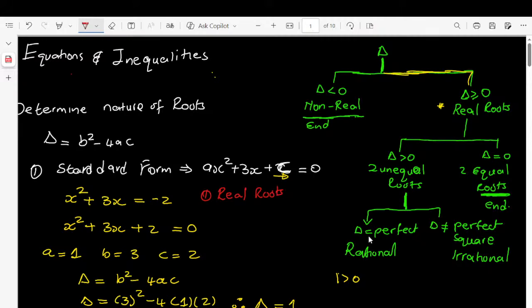Since it's real roots, remember we said if it's greater than 0, we move in that direction. The first thing that we get on our map is real roots. So we still have to go down. Is the discriminant 0? No. Then we're going to move in this direction. This is greater than 0, so we know that it's greater than 0. We're going to write the second one, which is unequal. Then I'm going to write it down.